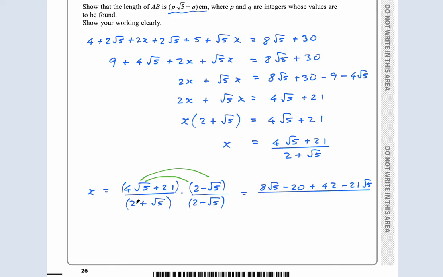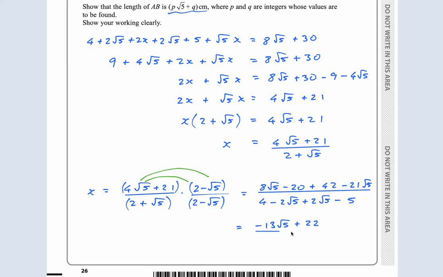The denominator, I do 2 times 2 is 4. 2 times minus root 5 is minus 2 root 5. Root 5 times 2 is plus 2 root 5. And minus root 5 times minus root 5 is minus 5. Okay, very nearly finished. I have 8 root 5 minus 21 root 5 is minus 13 root 5. Minus 20 plus 42 is plus 22.